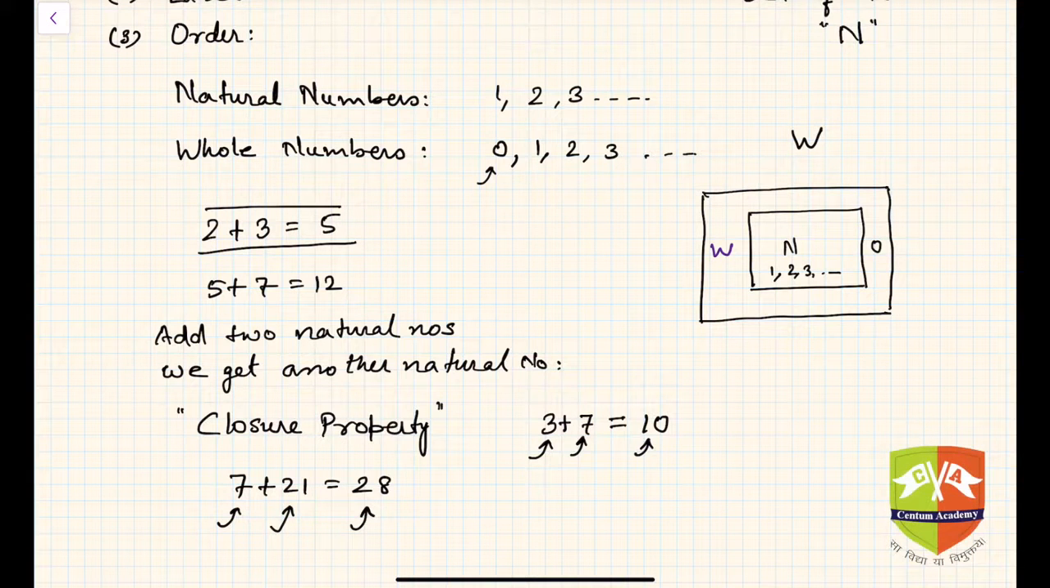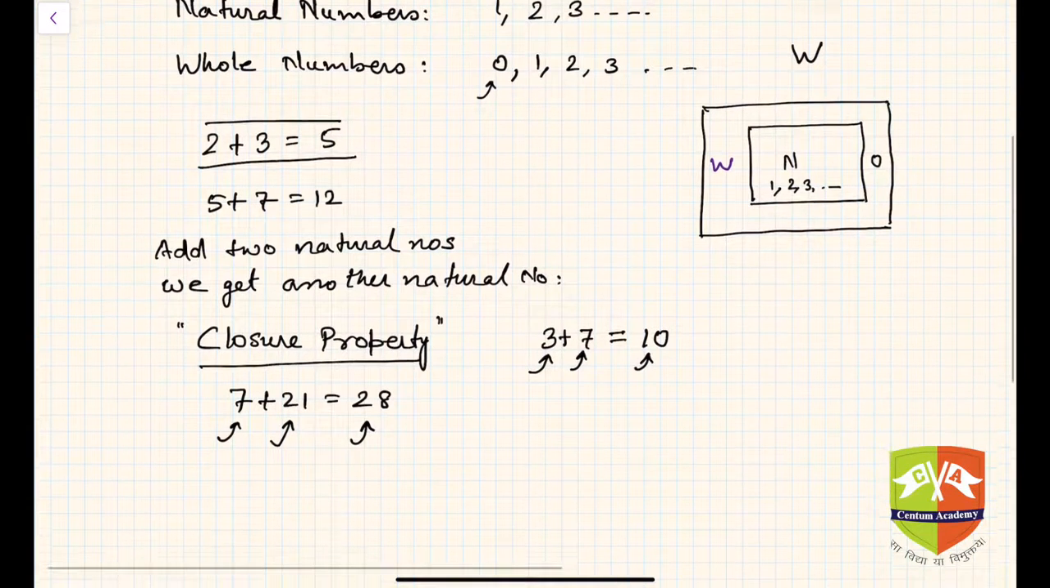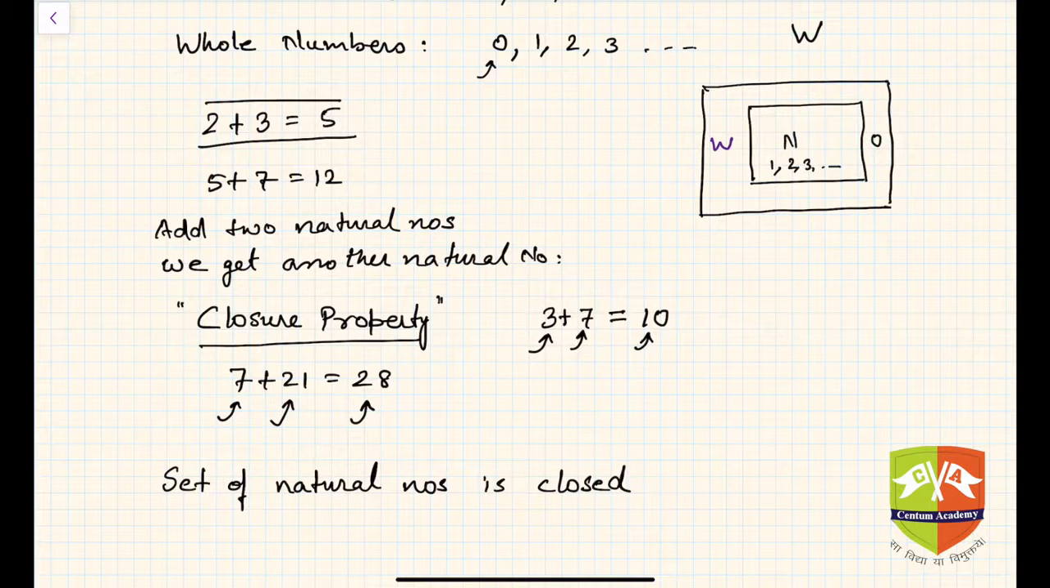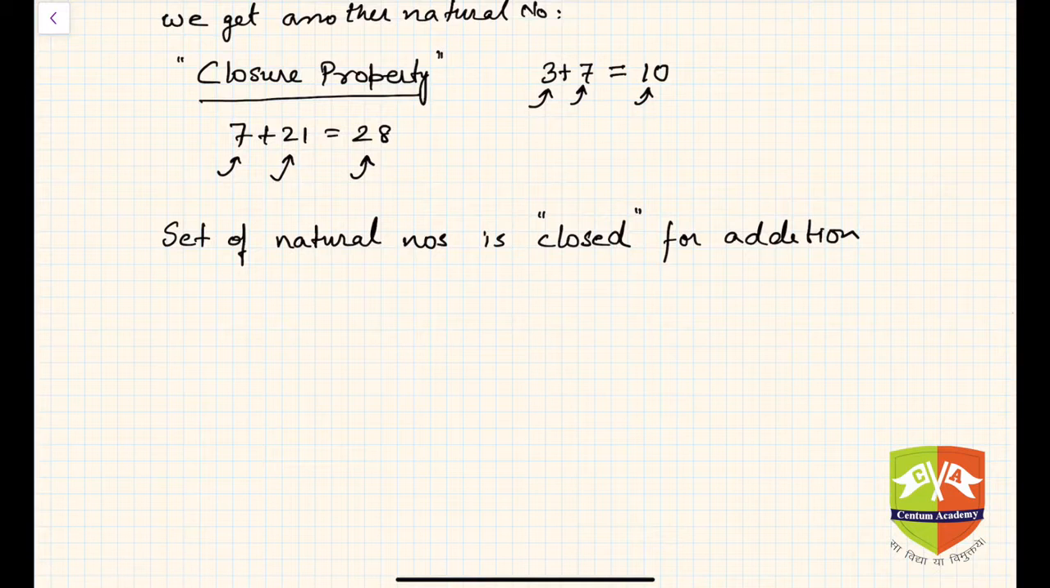This particular thing is called closure property, and we say that the set of natural numbers is closed. What am I saying? Closed for addition. This is how we describe it. Closed for addition means you don't require any external intervention to find the solution of the sum of two natural numbers. But my friends, let us do another operation.